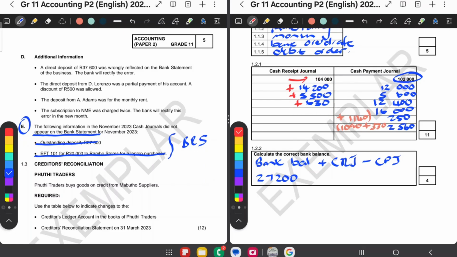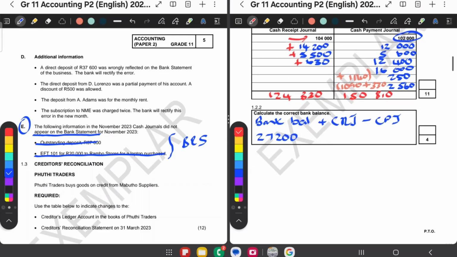So if you total that, I get 124,330. And then if I total this, remember, add the provisional total. All of that. If I add that, I get a total for the CPJ of 150,810. Okay, then I'm done with that. Now I go work out the correct bank balance for 1.2.2. Remember, we started with this already.